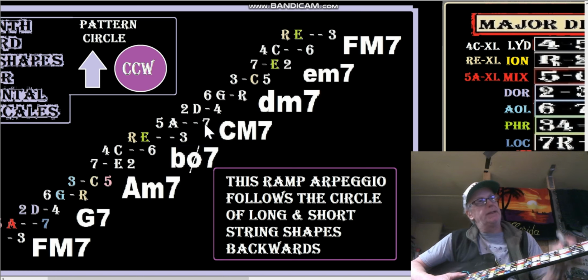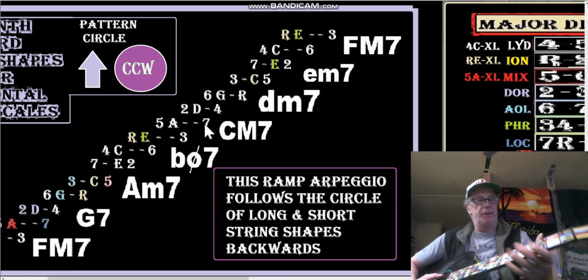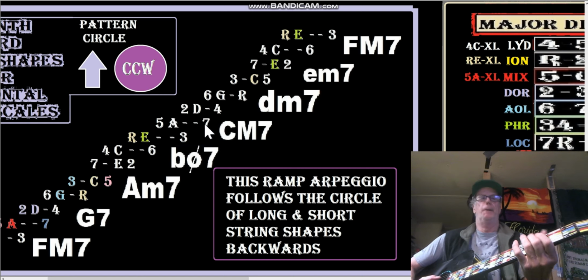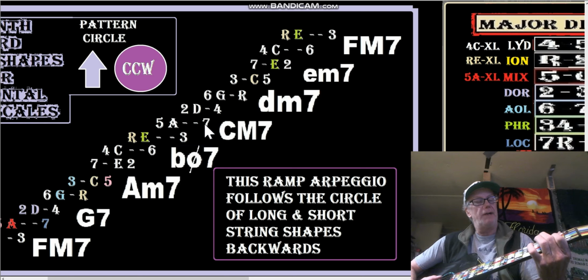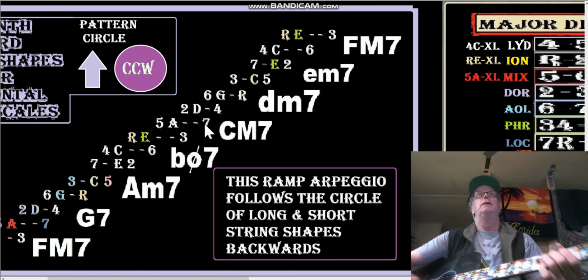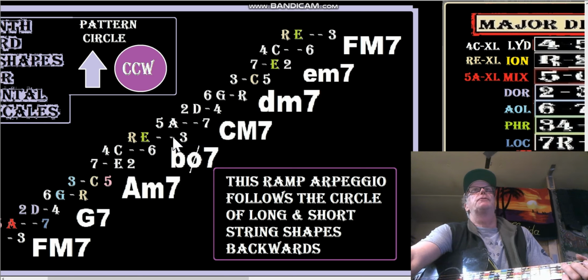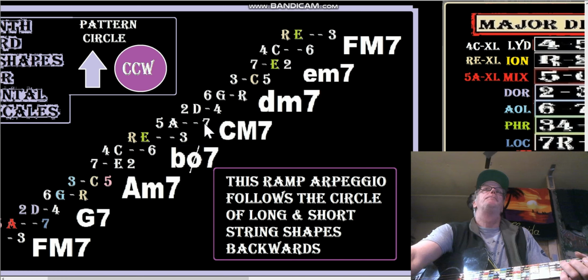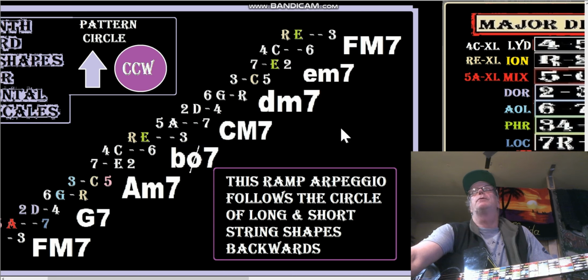Let's look at it in the key of C on my long guitar here. Root 3, root 2 3. Okay, goes to 4 5 6. Root 2 3 4 5 6. Okay, but here we've got root 3 going to 5 7. All right, so that's going to the AXL string shape. So it's going backwards.